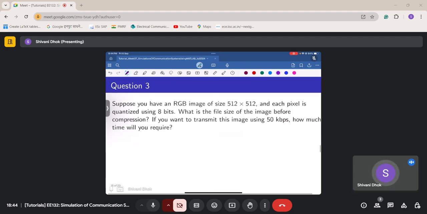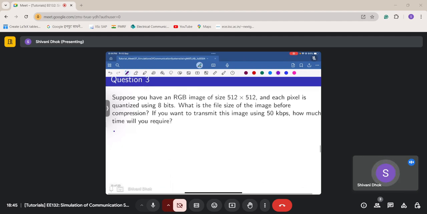So what it says is, suppose you have an RGB image of size 512 cross 512 and each pixel is quantized using 8 bits. So, first thing, an RGB image of dimensions 512 cross 512, and each pixel is quantized using 8 bits.